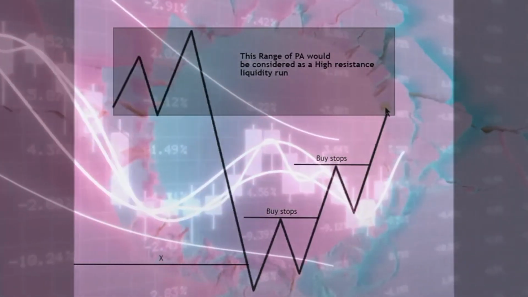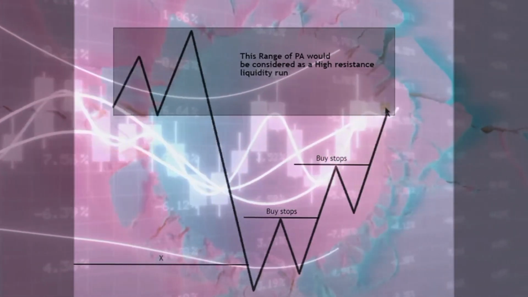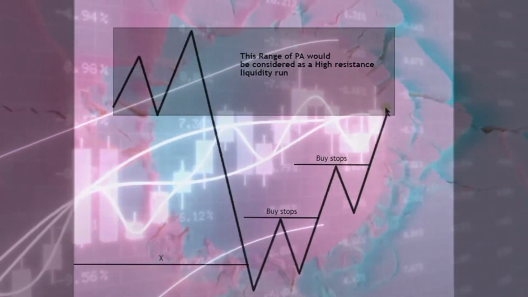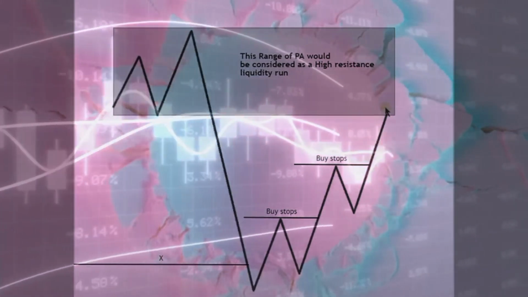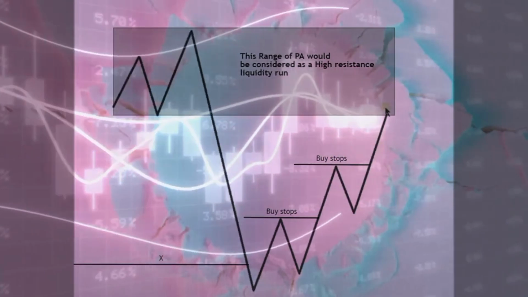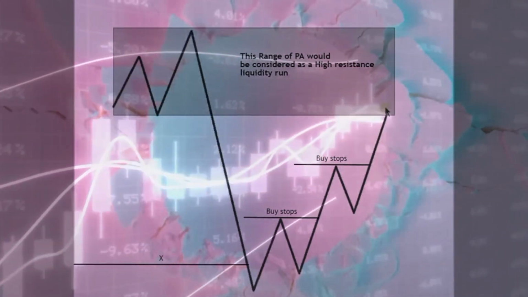Targeting low resistance liquidity is much higher probability. It is the easiest area to trade in price action. These trades will feel simple, quick and effortless. It will take price minimal effort to sweep areas of liquidity.